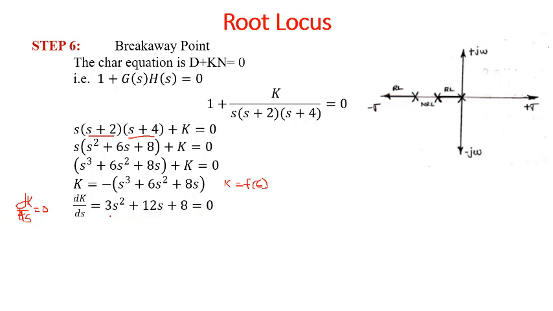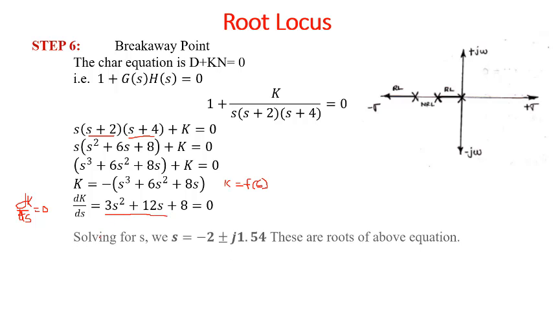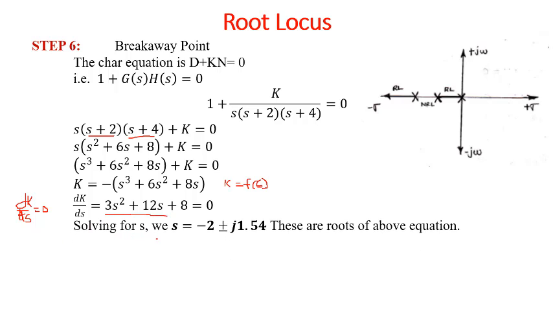Next, solving the above equation, this is a quadratic equation. Solve it and we get two roots. One is minus 2 plus j of 1.54. Do it in a calculator, you will get this. Another one is minus 2 minus j of 1.54. These are the two roots for this equation.